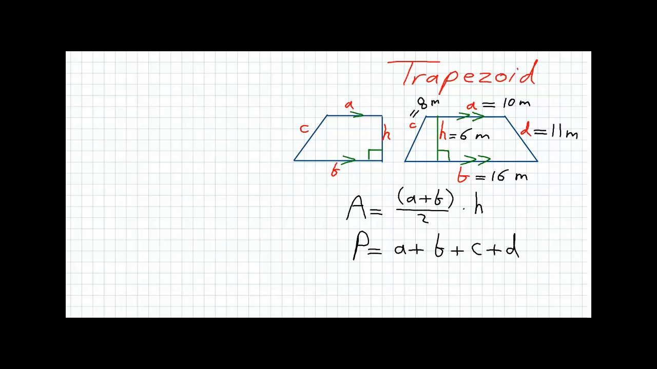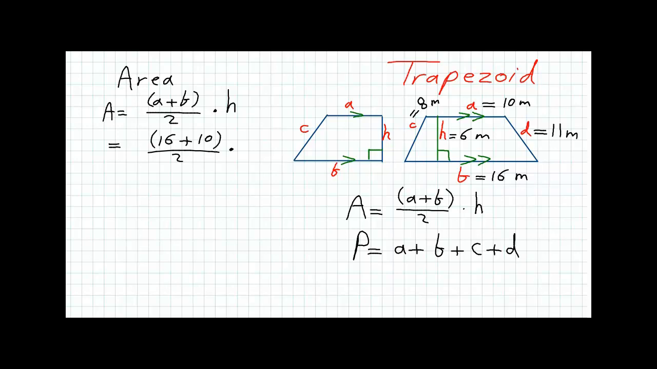So to find the area, we said that the area is equal to the sum of the two parallel sides divided by 2 multiplied by the height. This is going to be equal to 16 plus 10 divided by 2 multiplied by 6. This will result in 13 multiplied by 6, which is equal to 78 square meters.